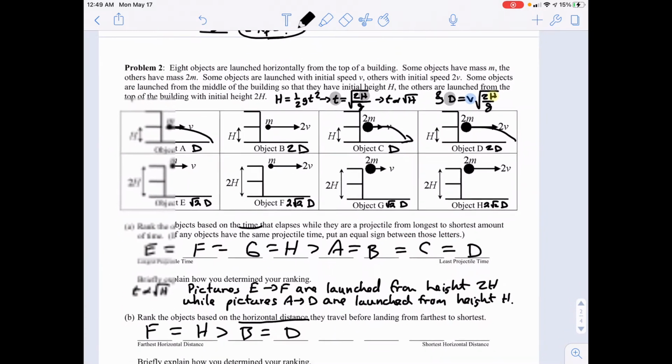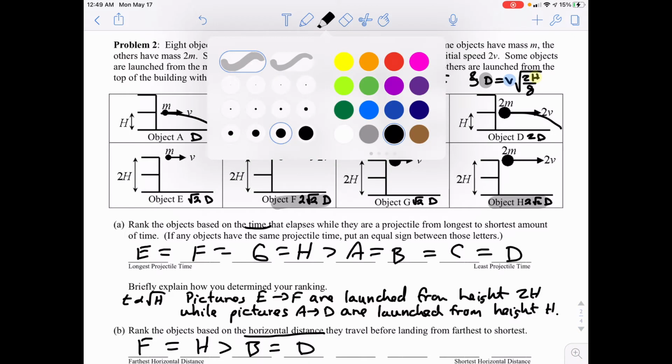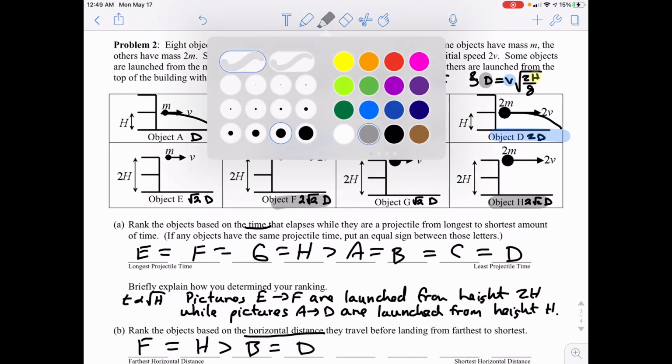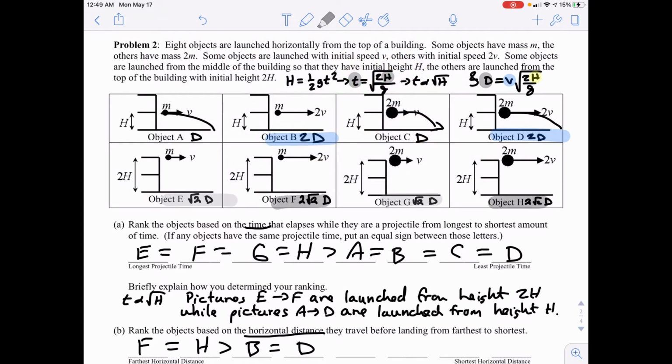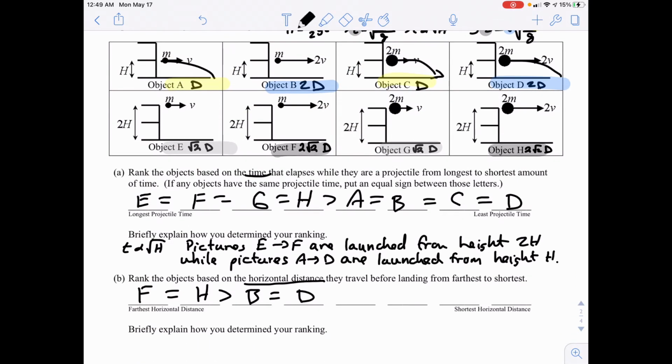So that might help you rank them just a little bit better. These would, of course, be your number ones right here. These would be your number twos, because 2 is greater than the square root of 2. These would be your number threes. And these would be your number fours. So that seems to probably be the easiest way to rank them. So B and D are greater than E and G, which are greater than A and C.